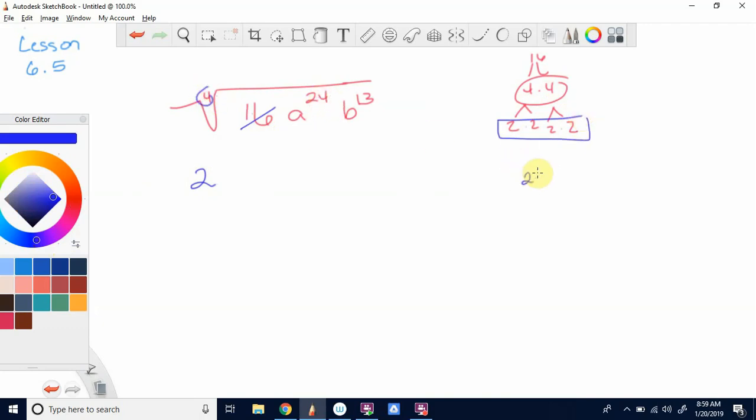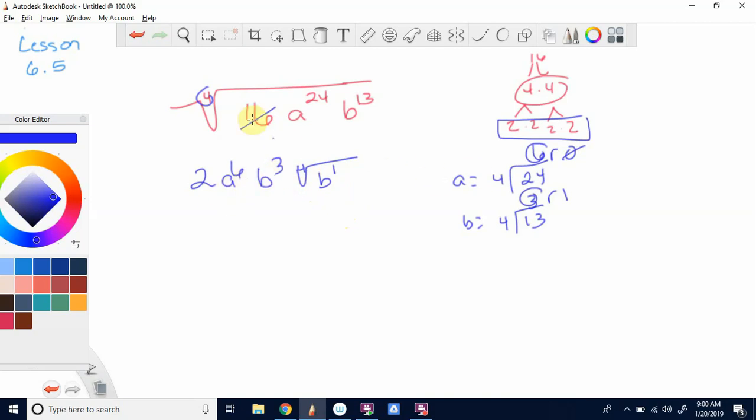Now we do 24 divided by 4, which gives me 6 remainder 0. And I do 13 divided by 4, and I get 3 remainder 1. So this is for the a, and this is for the b. So I take out an a to the 6th power, and I have no a's left over. Then here I take out b to the 3rd power, and I have one b to the 1st left in there because I don't have enough to take out another group of 4.